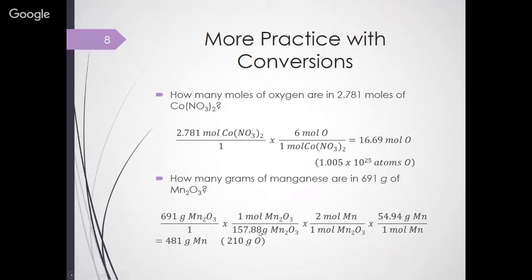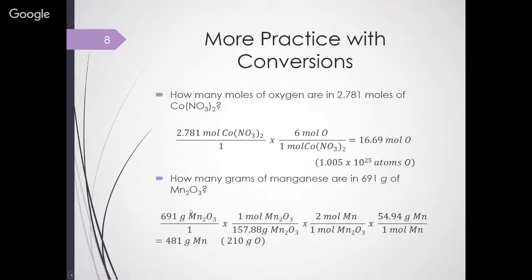So I look to calculate my molecular mass of manganese 3 oxide. So 2 times manganese plus 3 times the mass of oxygen gives me 157.88 grams per mole. I divide by the molar mass to get to moles. Then I look to see that for every 1 mole of my compound, I have 2 moles of manganese. So I'm multiplying by 2. This is what this ratio means. Then because I want to take it to mass, I look at what is the molar mass of just the manganese element. 54.94, found that on the periodic table, and I multiply.